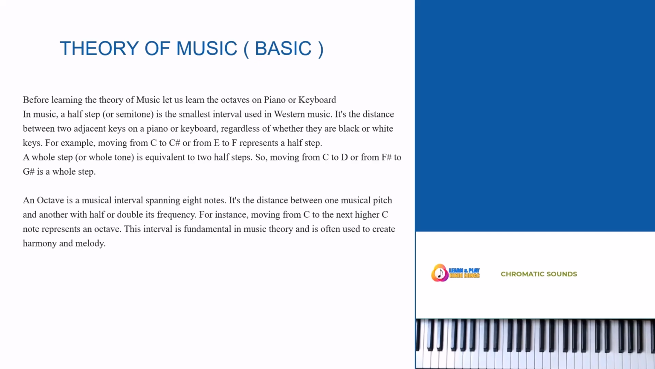Slide number 17. Before learning the theory of music, you must know the meaning of octaves of a piano or a keyboard. In music, every movement that you make on the keyboard or instrument, we call a half step. C, C sharp, D, D sharp, E, F, F sharp, G, G sharp, A, A sharp, B, C.